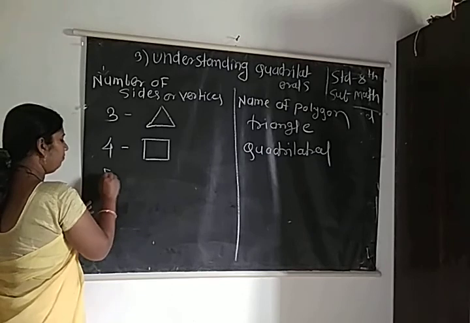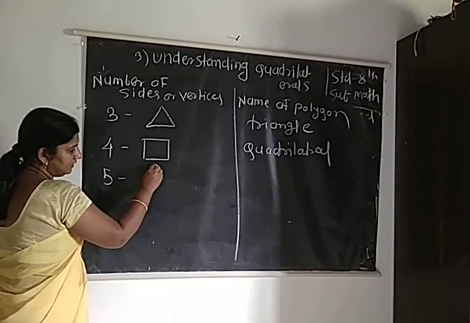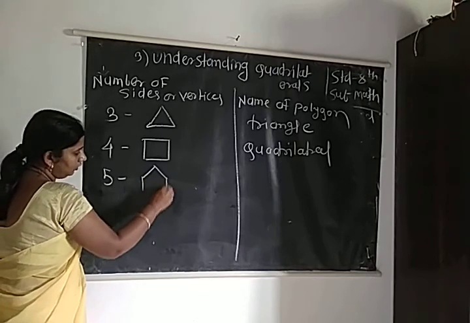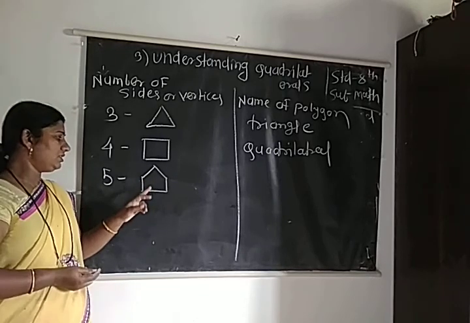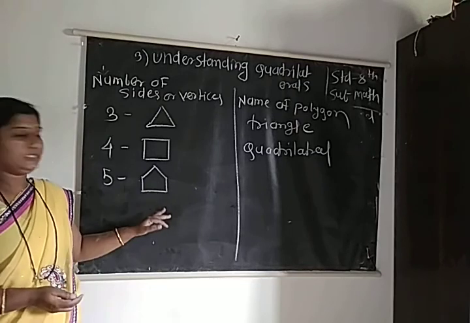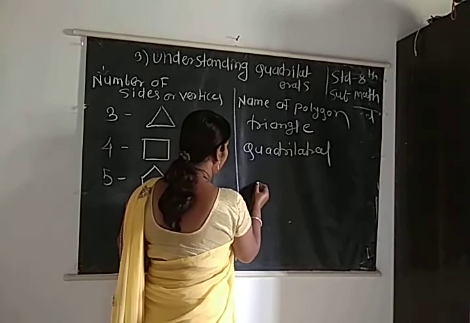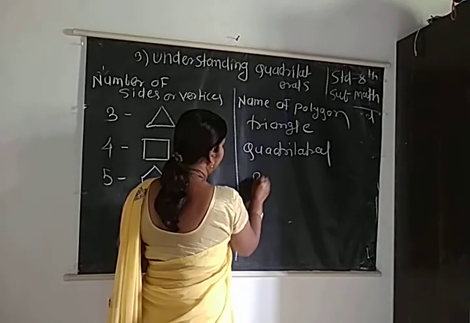Next one is the 5-sided polygon. You know this is the first line, second, third, fourth, and fifth. How many sides is this? 1 2 3 4 and 5. That's why this is called a pentagon. So the 5-sided polygon's name is pentagon.